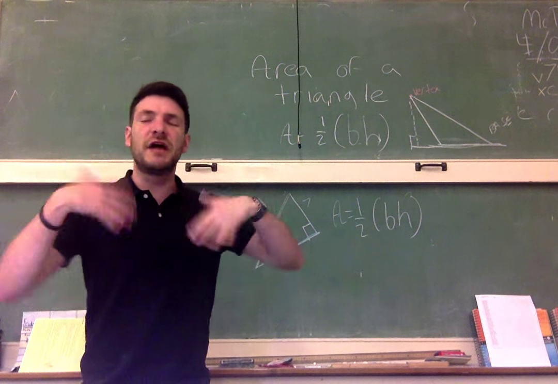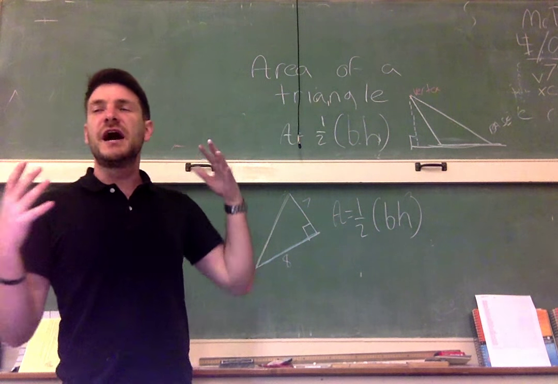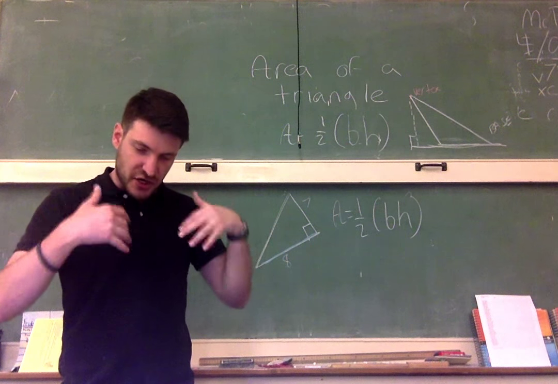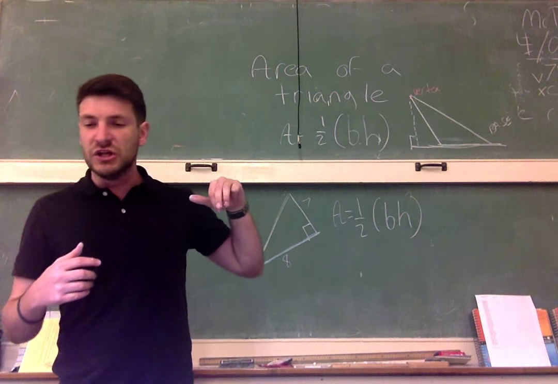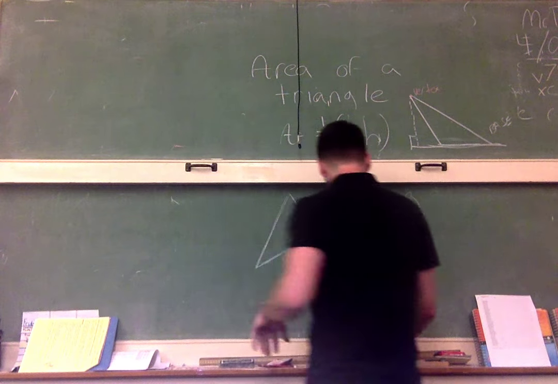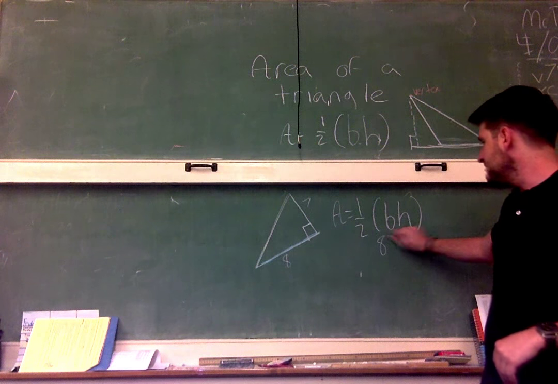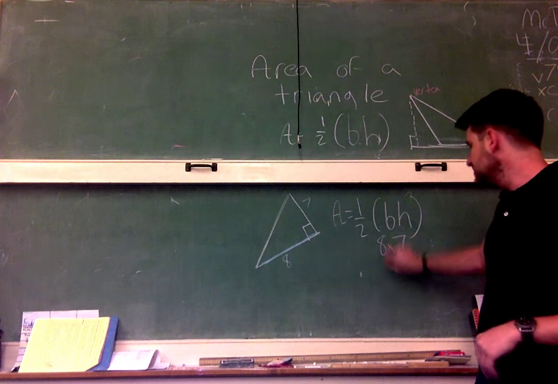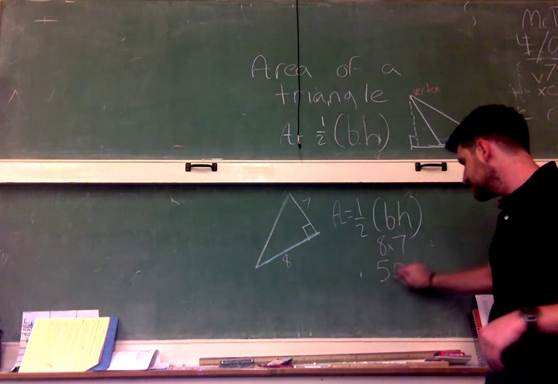Now you really understand the formula. You have it ingrained inside of you. We're going to take a look at our base and our height here. So if our base is 8 and our height is 7, we're going to multiply them together and we're going to end up with 56.